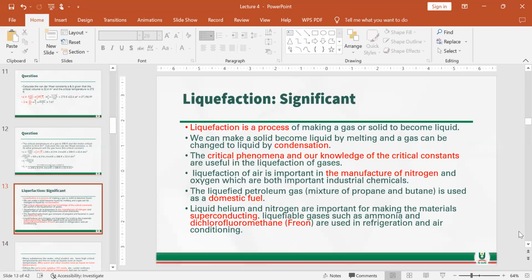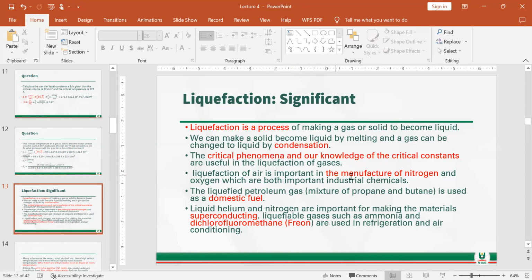So liquefaction, what's the significance of liquefaction? It's a process of making a gas or solid become liquid. We can make a solid become liquid by melting, and a gas can be changed to liquid by condensation. Take note of that. The critical phenomena and our knowledge of the critical constant are useful in liquefaction of gases.